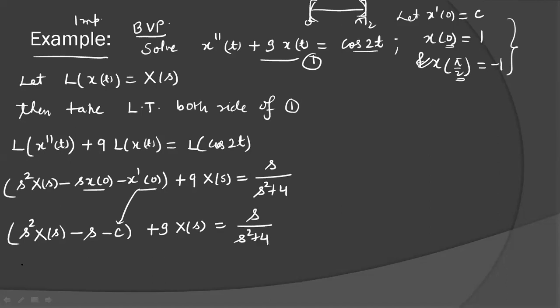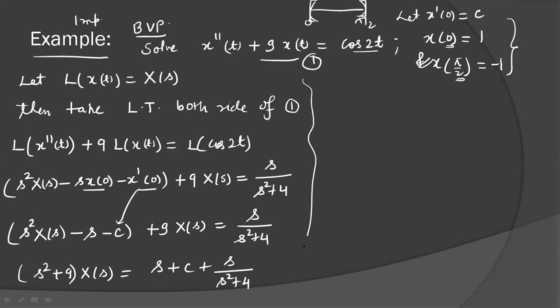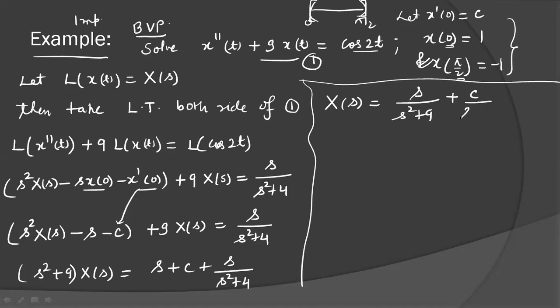Now put together the coefficient of X(s), so s squared plus 9 times X(s), and take minus s minus c to the right hand side, so it will become s plus c plus s over s squared plus 4. Now you divide by s squared plus 9 on both sides. You will get X(s) equal to s over s squared plus 9 plus c over s squared plus 9 plus s over (s squared plus 9)(s squared plus 4).